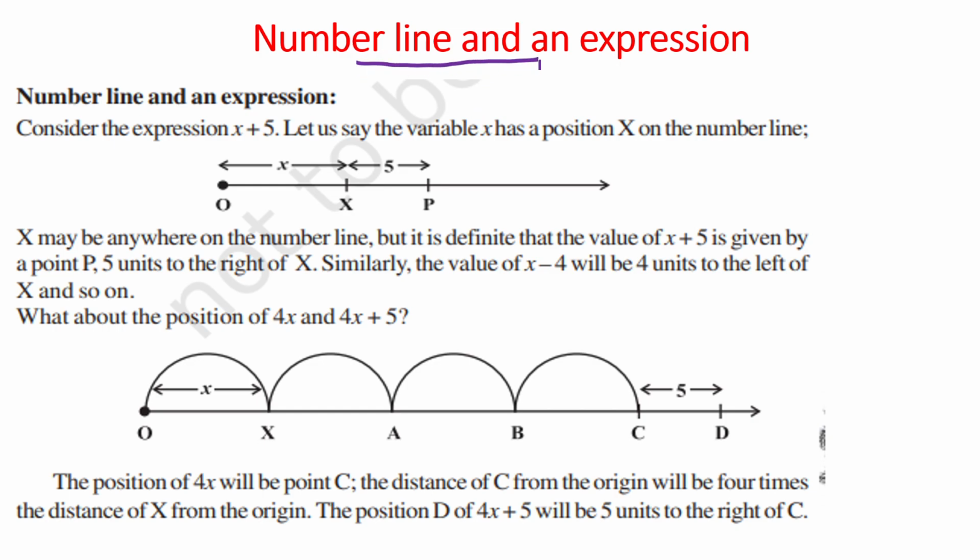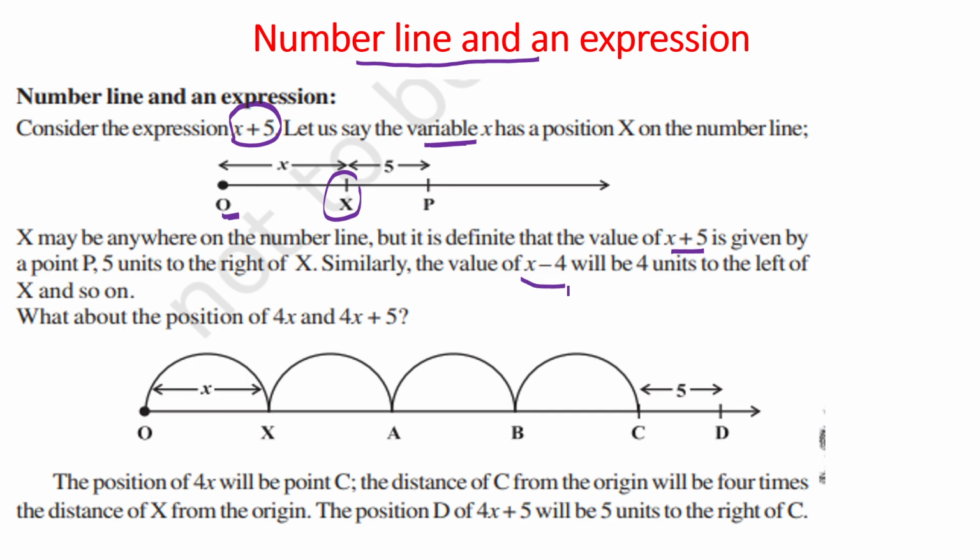How can a polynomial be expressed on the number line? Consider an example, x plus 5. In this, the variable is x, and it has a position x. Suppose this is the position of the variable x on the number line. We start from O. Clear? Now, what is 5? x may be anywhere on the number line, but the value of x plus 5 is given by a point P, 5 units ahead of x.